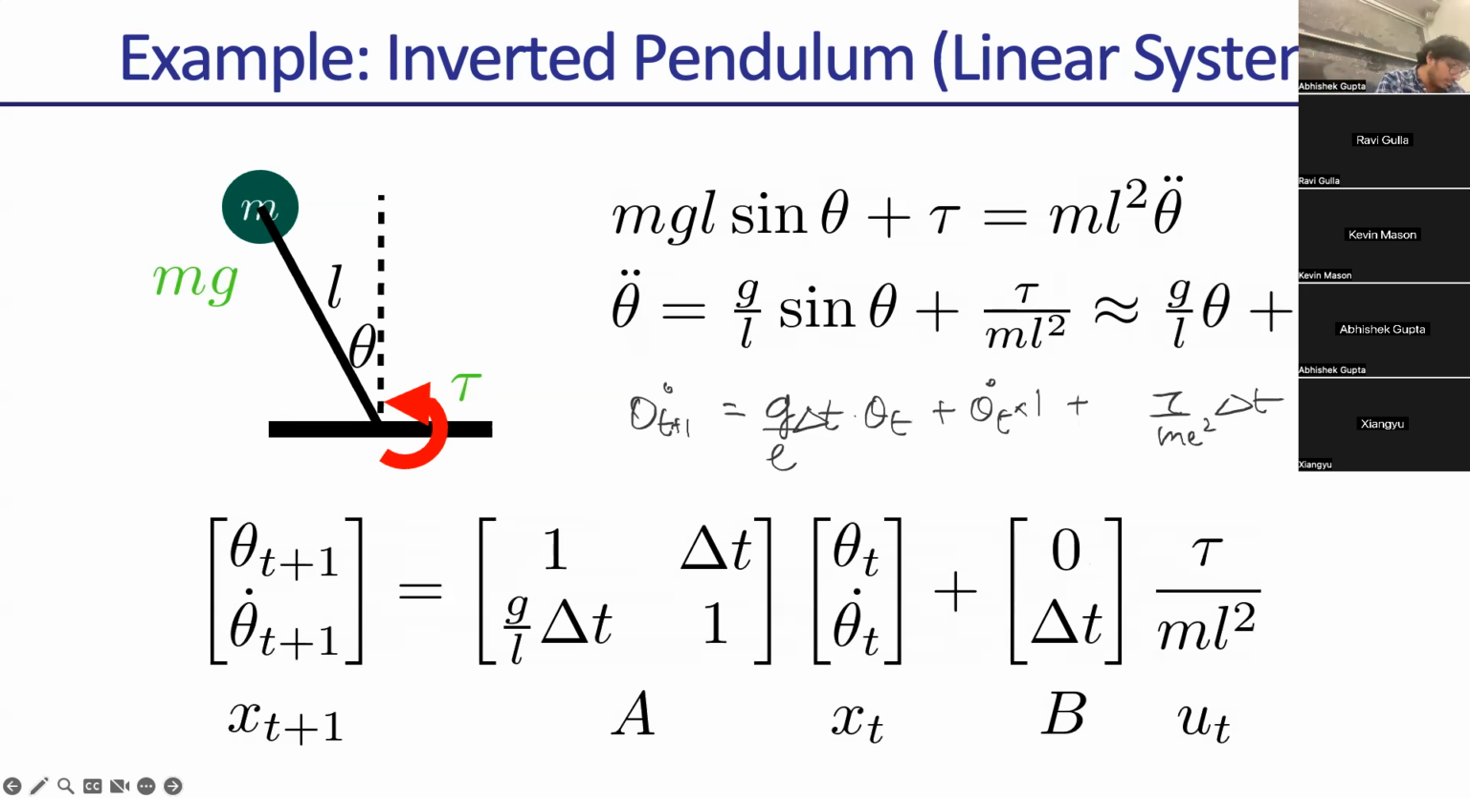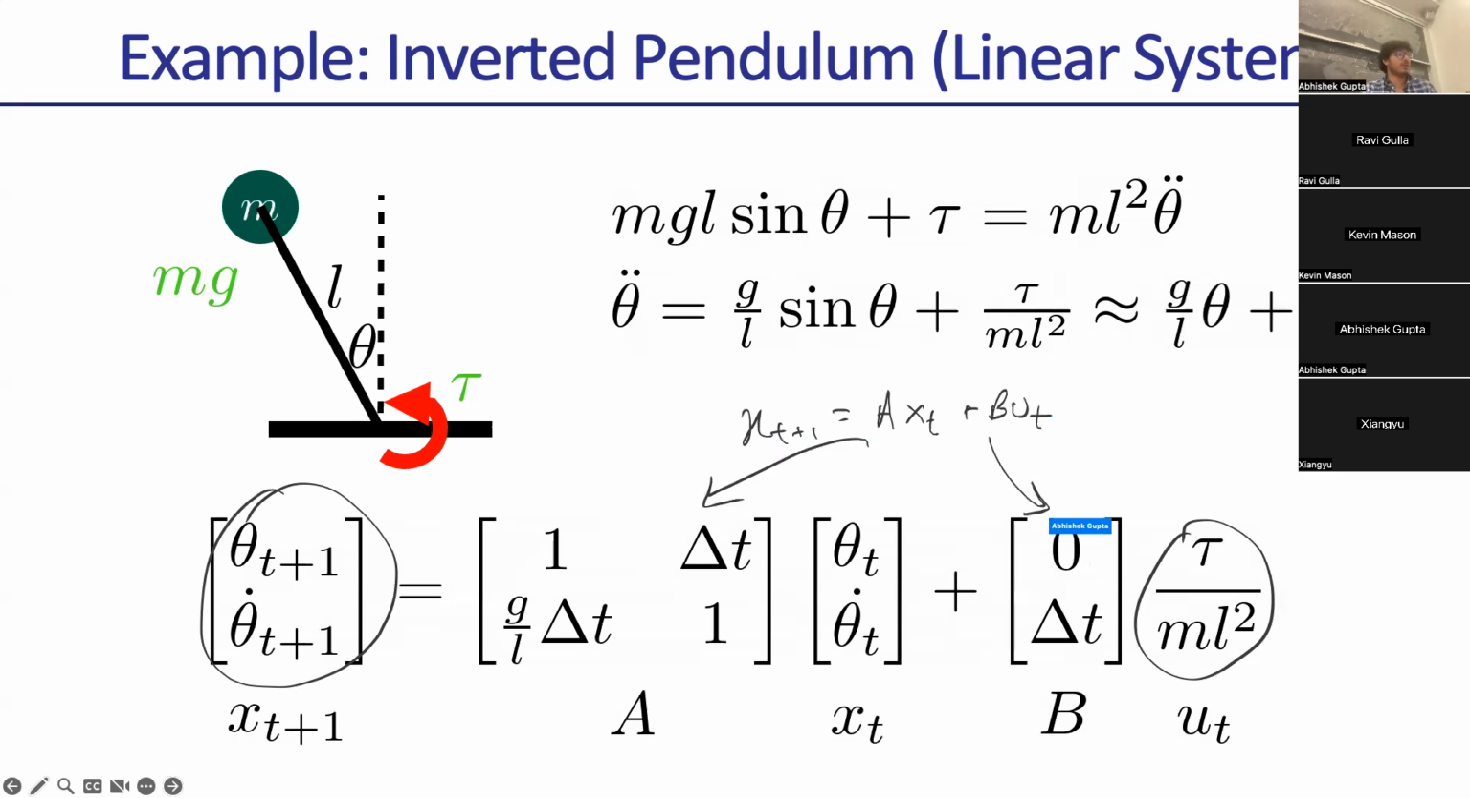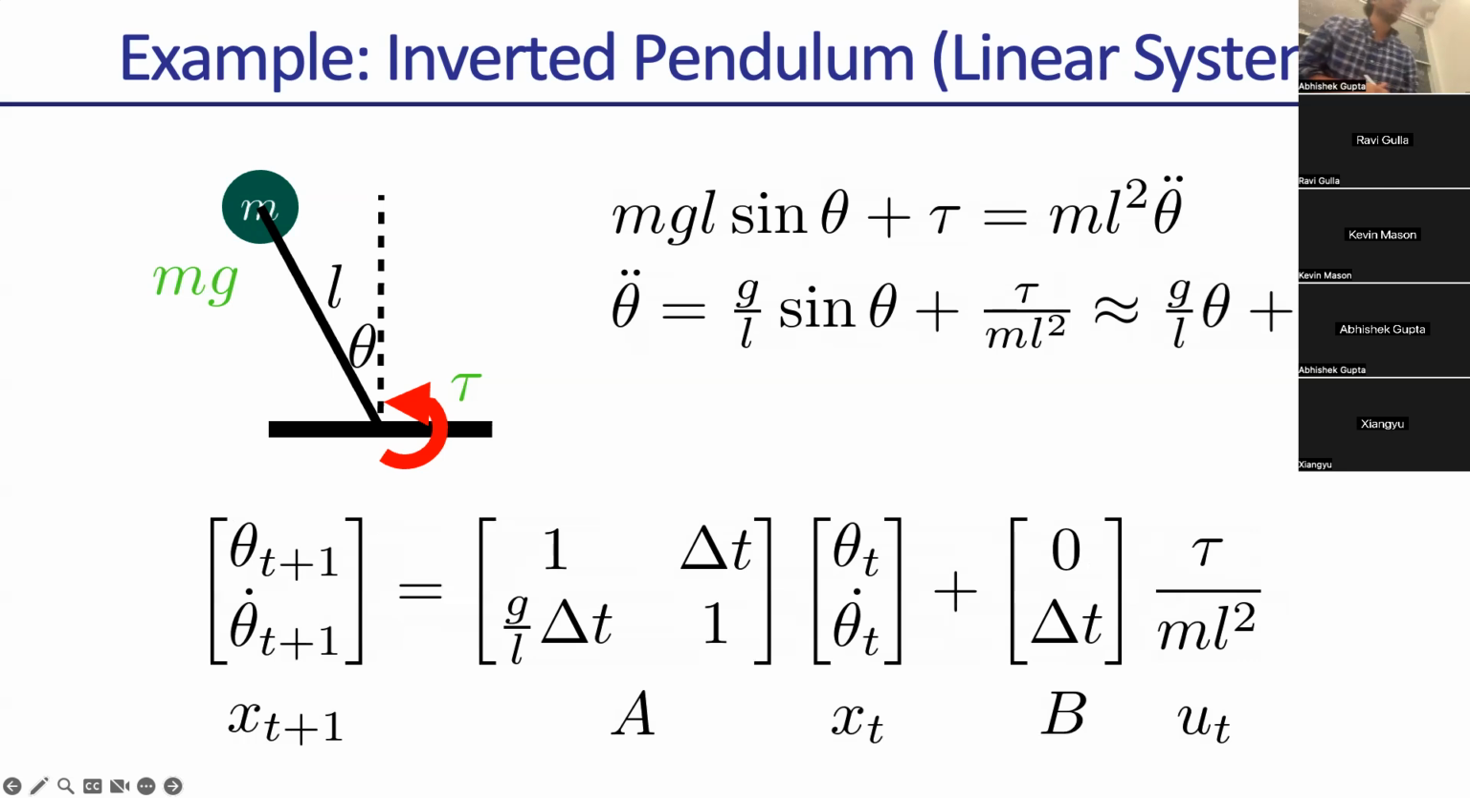So it's linear if you choose your state as theta t plus 1 and theta dot t plus 1, and your action as tau over ml squared. Then you can write this as a linear system. So you can always write it as x t plus 1 is equal to A x t plus B u t, where A is this thing and B is this thing. And it passes our sanity checks because n here is 2, m is 1, and this is a 2 by 2 matrix, and this is a 2 by 1 matrix. So it passes all our sanity checks. It's a linear system. And the main thing to notice that I did here, which is a little bit suspicious, and we'll get back to it, is I made this approximation that sine theta is approximately theta.